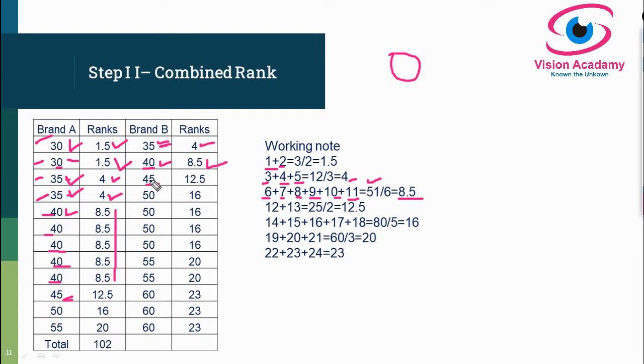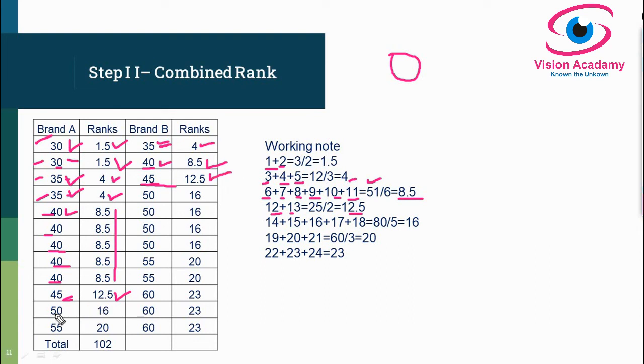So 12 plus 13. Here in brand B, 45 is 13. So add 12 and 13. Added together, the value is 25. Since I added 2 values, I will divide it by 2. The combined rank is 12.5. So for 45 here, 12.5, and for 45 here, 12.5.